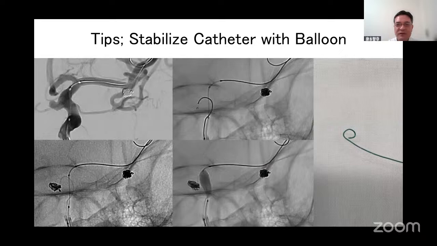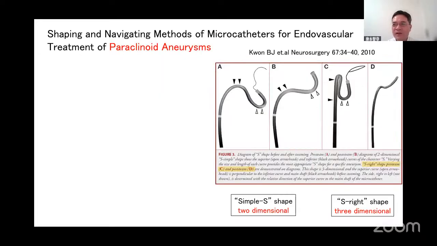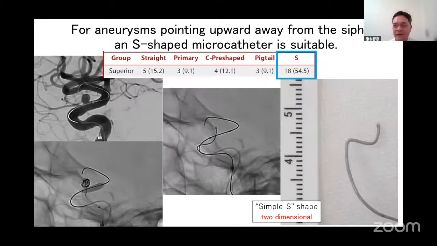In these cases, the microcatheter is often kicked out of the aneurysm. Therefore, it is necessary to stabilize the microcatheter with a balloon. The S-shaped microcatheters are useful for upward projecting aneurysms. And if the aneurysm has a three-dimensional axis, we have to make a three-dimensional S-shape. This is a representative case of an upward projecting aneurysm. In this case, a two-dimensional S-shaped catheter was suitable.